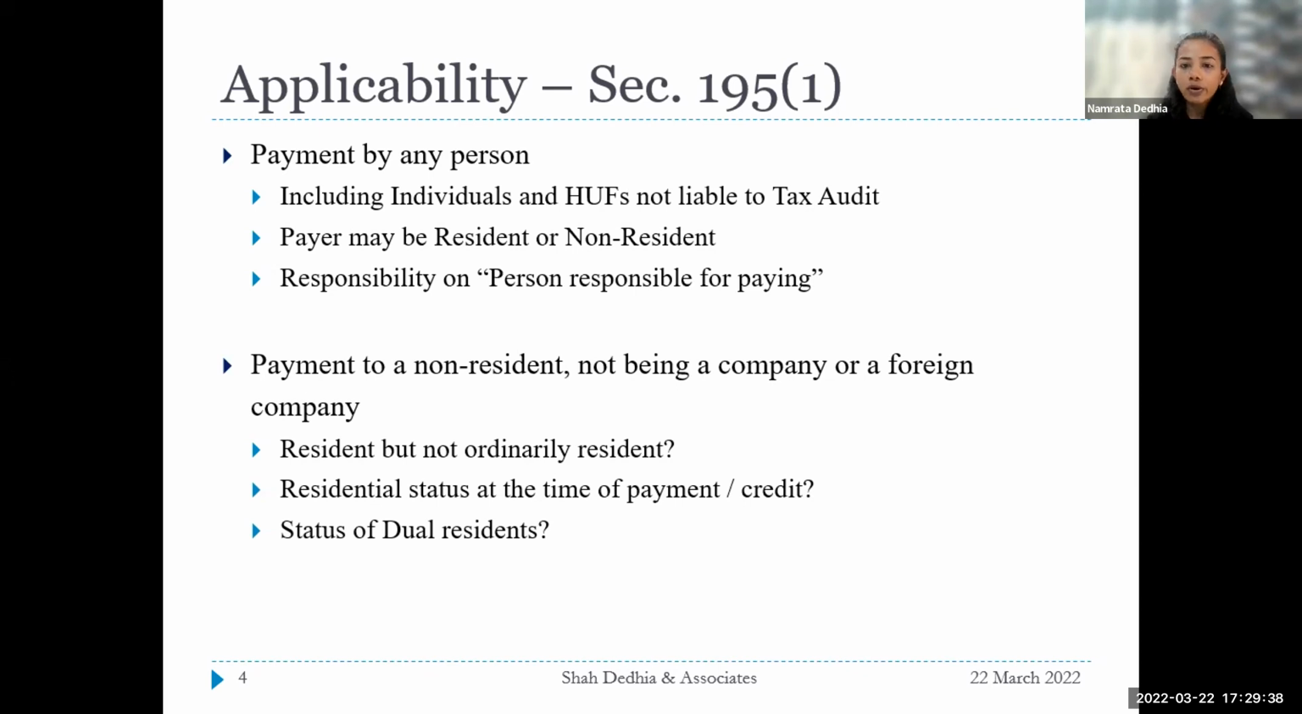So the person responsible for paying need not be the person who is claiming that expenditure in their books of accounts, need not be the person who is actually bearing that expenditure, but the liability to deduct TDS under 195 is on the person responsible for paying. Payment to a non-resident, even in case of mutual funds.